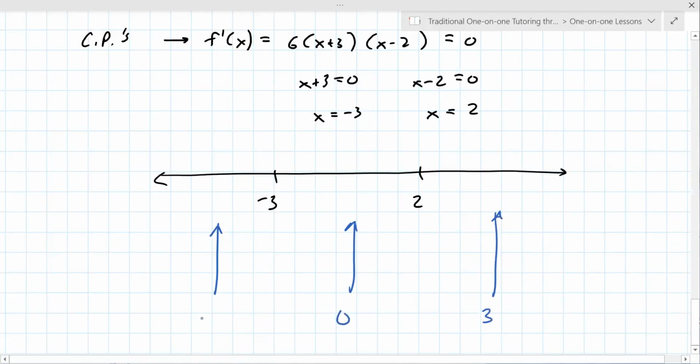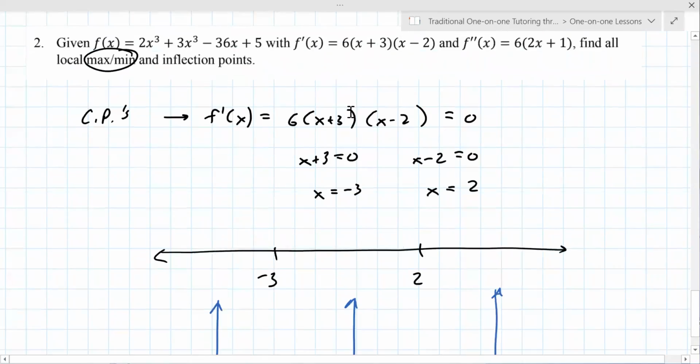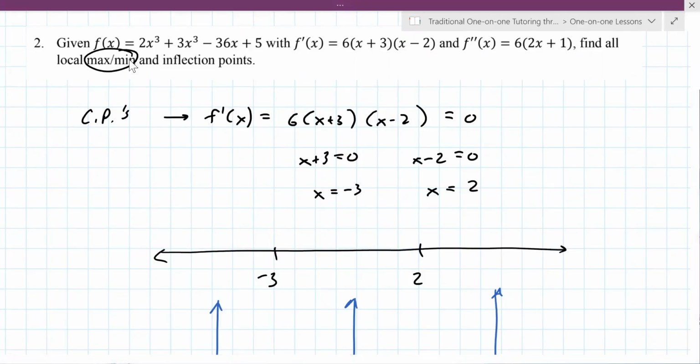0, 3, and minus 4, for example. It's up to you, but you test them back on the derivative. Again, you'll hear me say the same thing over and over again. It's the sign that we care about. So like 6 is always positive. So when we test a number over here to the right of 2, like 3, 3 plus 3 is positive. 3 minus 2 is positive. Positive times positive times positive is positive.